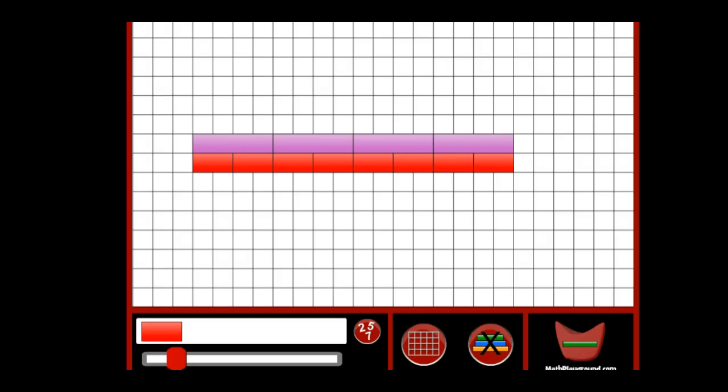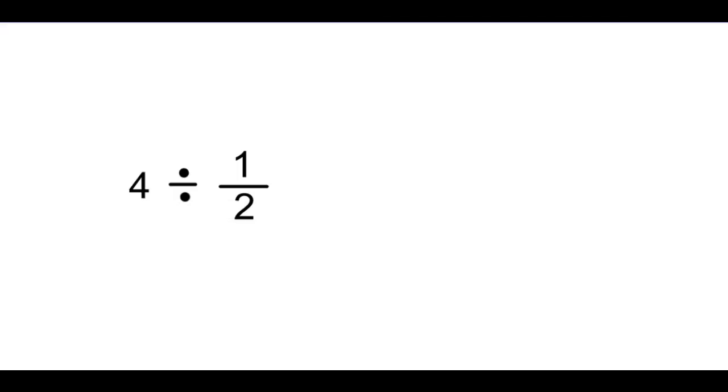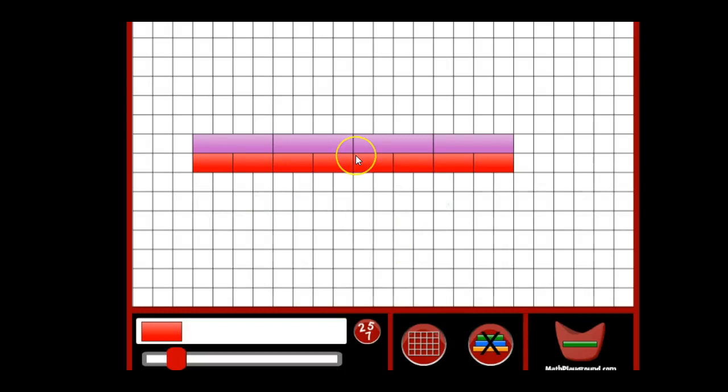I think this is a good way to show it other than just using algorithms with students, because if you say, okay, you keep the 4, switch this to multiplication, flip this, you get a 2, 4 times 2 is 8. Yes, you could show it to them that way and they would probably learn it, but do they understand why when you take 4 and divide it by 1/2 you get 8? And so if you use that and build off what they already know, like 8 divided by 2 is 4, kind of like we did at the beginning, then you can see, hey, 1/2 goes into 4 8 times.